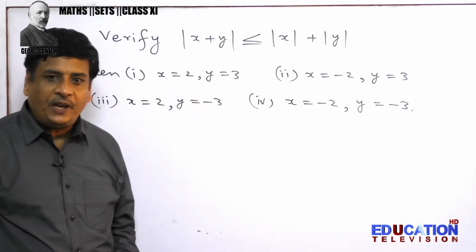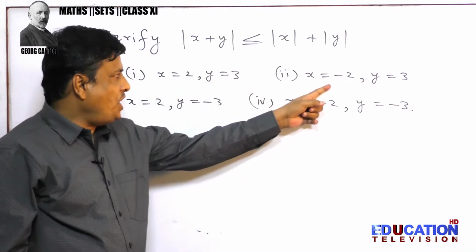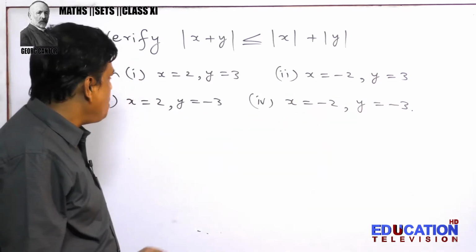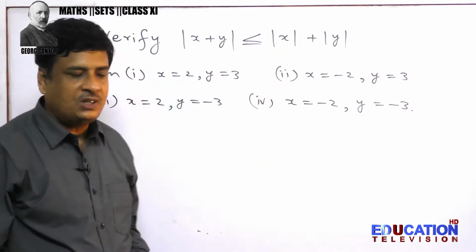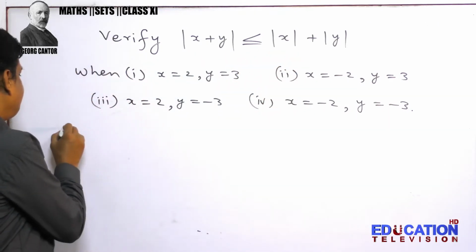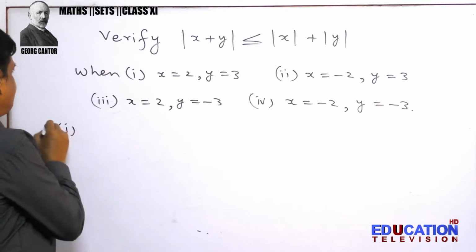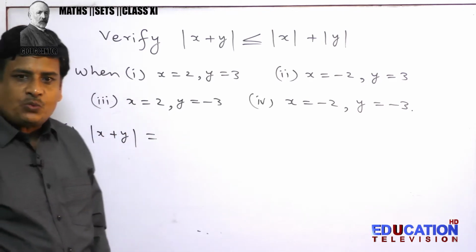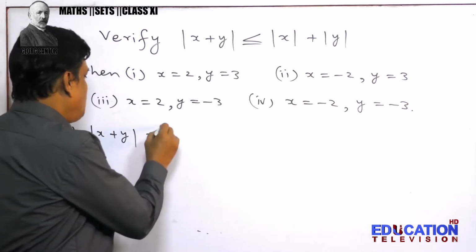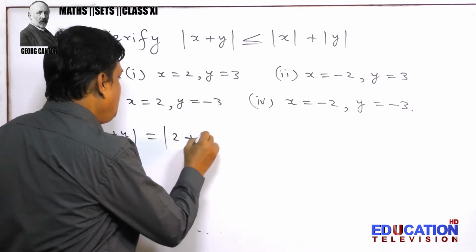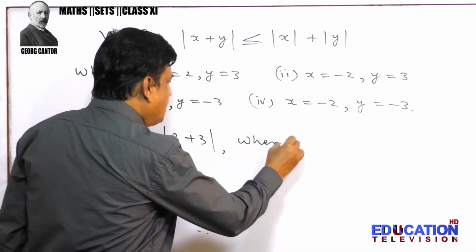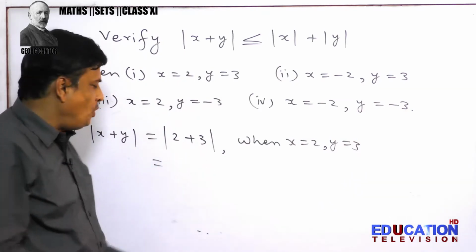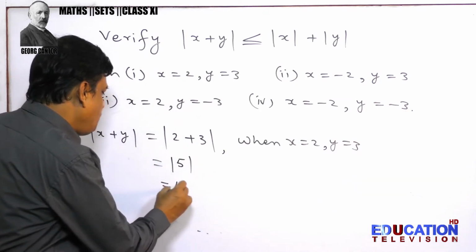We are taking the values of x and y: both positive, one negative and the other positive, x positive and y negative, and both negative. The question is, verify this relation we have just proved. Find them one by one. Modulus x plus y: find their values separately. Modulus 2 plus 3, when x is 2 and y is 3. So the value of modulus x plus y is modulus 5, and it is positive.